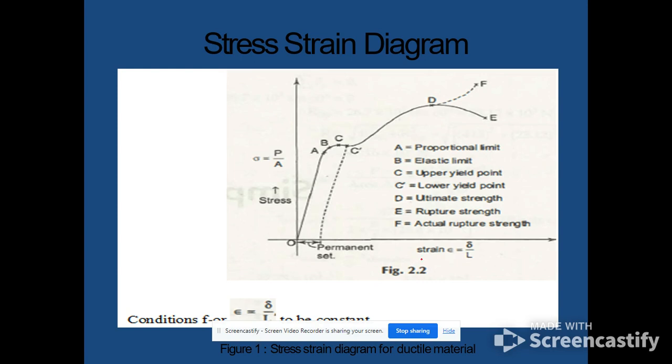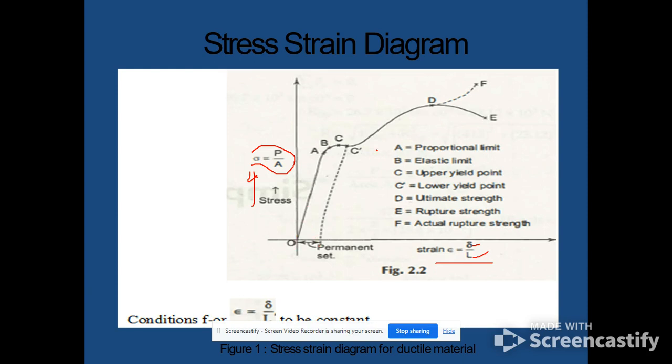And the second one is strain. Strain means the deformation per unit length caused by the normal force in its direction. Strain is change in length by original length. Observe the diagram. Strain is indicated on the x-axis and stress on the y-axis. Stress, sigma equals P by A, and strain, e equals delta l by l, where delta l is the change in length and l is the original length. It's called strain.